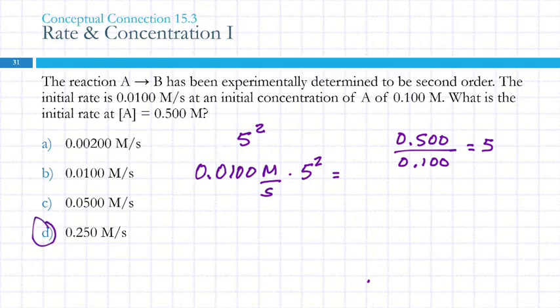Yeah. Where did the square come from? Great question. The square came from it being second order. So if it says second order, it's squared. Yep. And then first order is just the first power. Right. Yep. In 0 order, you don't do anything.